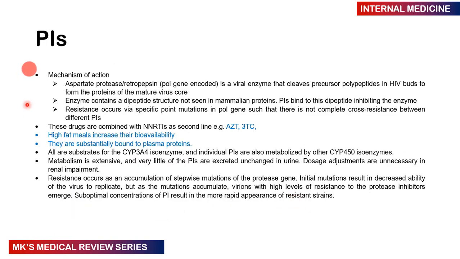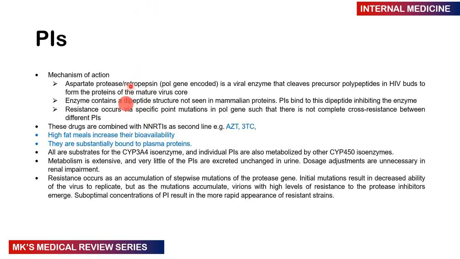The next group of drugs, which is also another large group, is your protease inhibitors. The mechanism of action is that they block the aspartate protease, which you can also refer to as retropepsin. It's coded for by your polymerase gene, the pol gene. Remember, this enzyme cleaves precursor polypeptides in the HIV buds to form the proteins of the mature viral coat. So it helps in maturation of the virus.